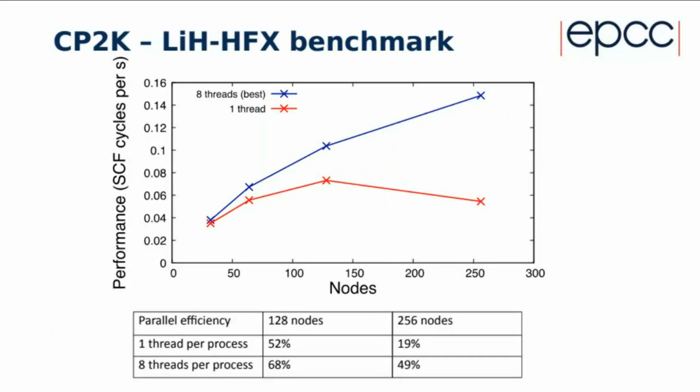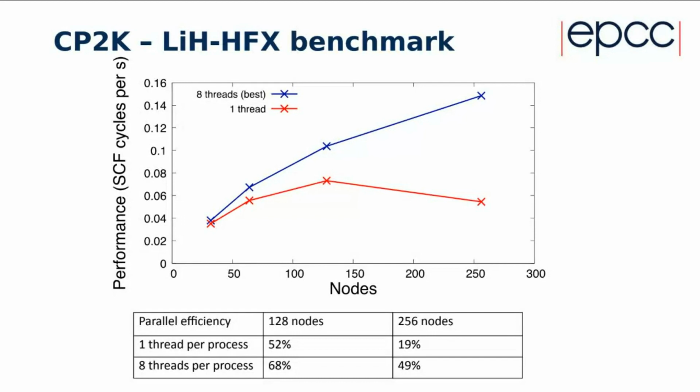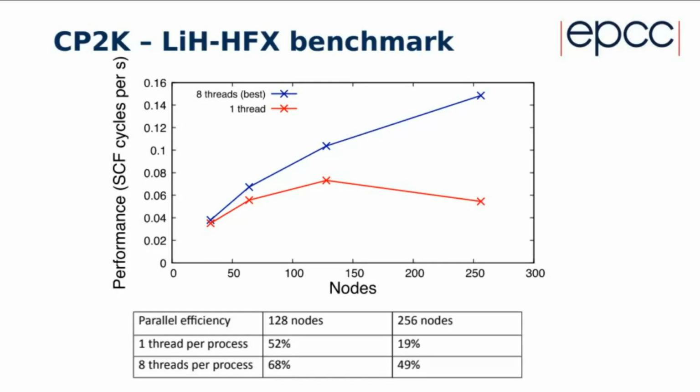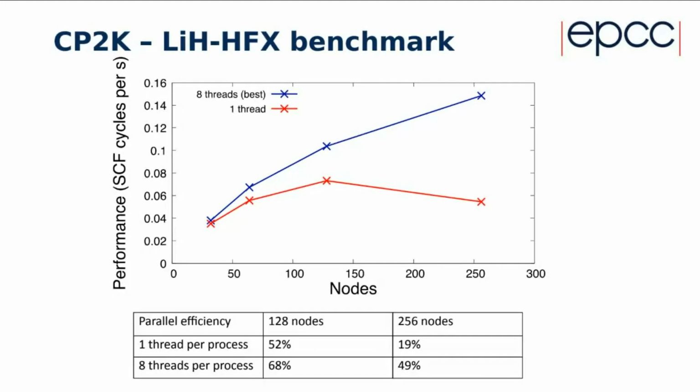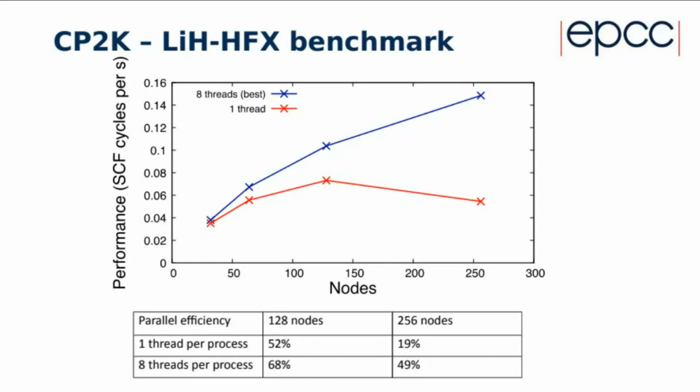And then here's another performance comparison for this one. This is 8 threads versus 1 thread, and you can see a massive difference in the performance. Taking some numbers, on 128 nodes for 1 thread per process, the parallel efficiency is 52%, whereas on 8 threads it's up to 68%. And then if you go beyond this, on 256 nodes, you see really poor parallel efficiency on 1 thread per process, but this is a bit better on 8 threads per process, at 49%.